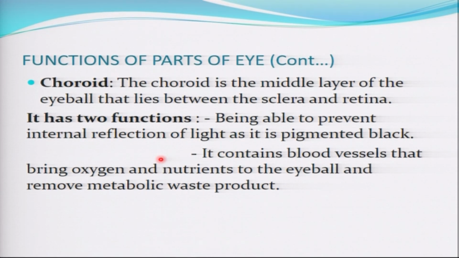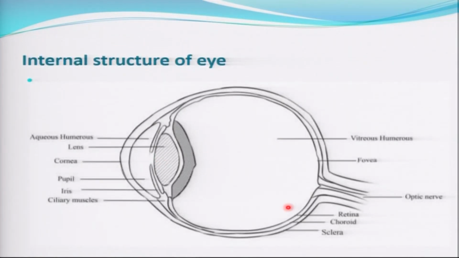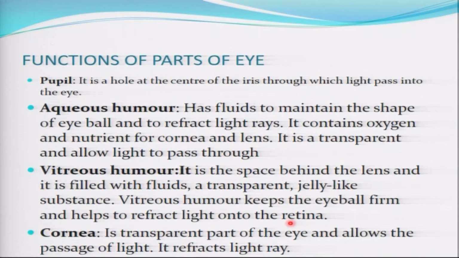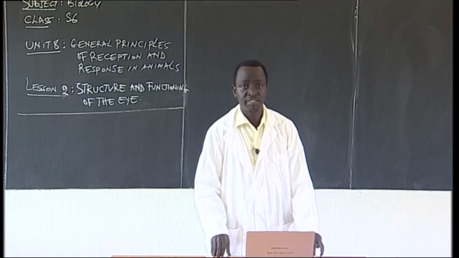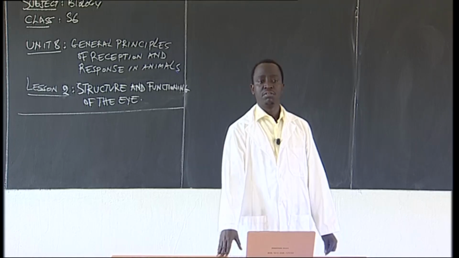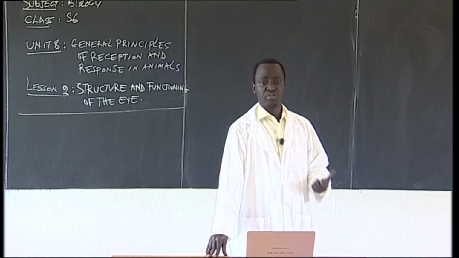So what is the importance of this? It is here. You can see on the diagram. You see, this is the choroid here, the inner one. So what is the importance of this one? It has two functions. It is the one that prevents the internal reflection of the light, as it is pigmented black. When the light has reached the inside of the eyes, it cannot be reflected back because the choroid is there. The choroid also contains what? Blood vessels.